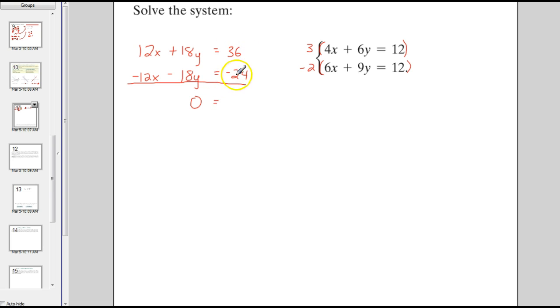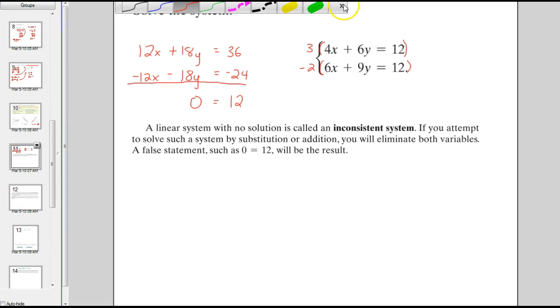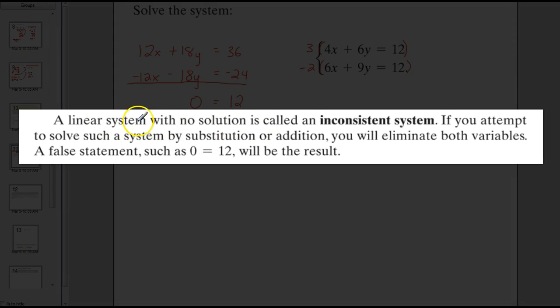But on the right side there is. 36 minus 24 is 12. So I get the equation 0 equals 12. But 0 is not equal to 12. That's not true. So what this says is that a linear system with no solution is called inconsistent.